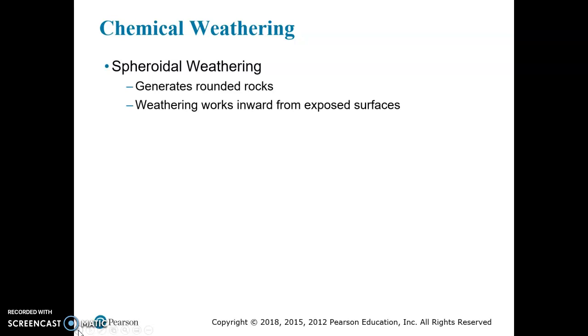Spheroidal weathering is because we have chemical weathering that's working inward from those exposed surfaces. Weathering is going to attack edges of rocks from 2 sides, corners from 3 sides. So they're going to wear down faster than a flat surface. So this leads to the rounded edges that we see at the bottom of page 241 in your book.